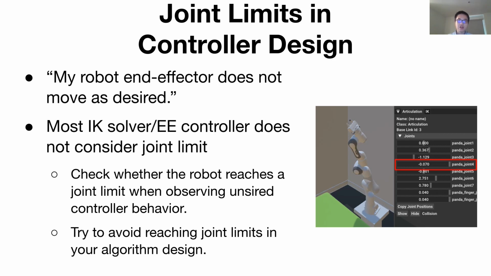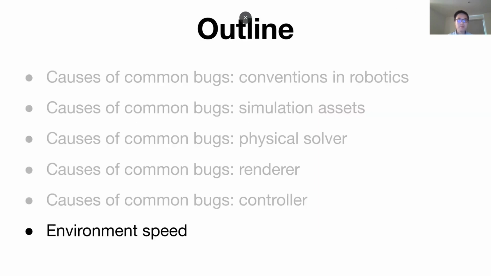And here, as we can see, we can use the viewer to see the joint angles of the robot and figure out which joints are at their limit. Okay, so finally, I'm going to give some suggestions on debugging or improving the environment speed.